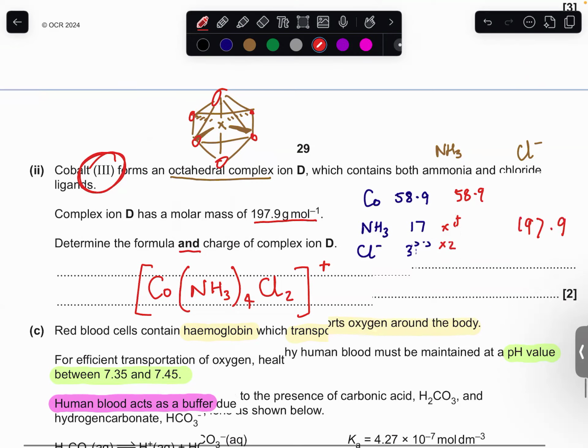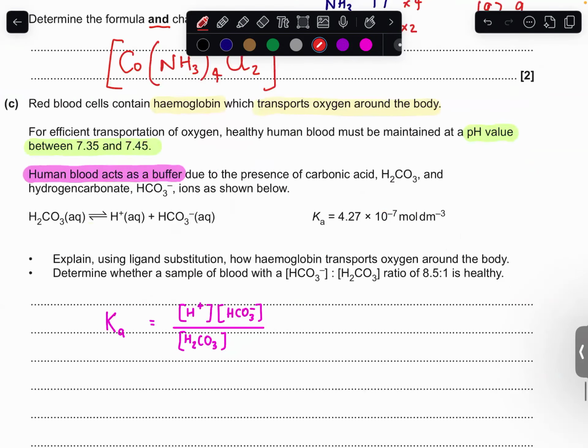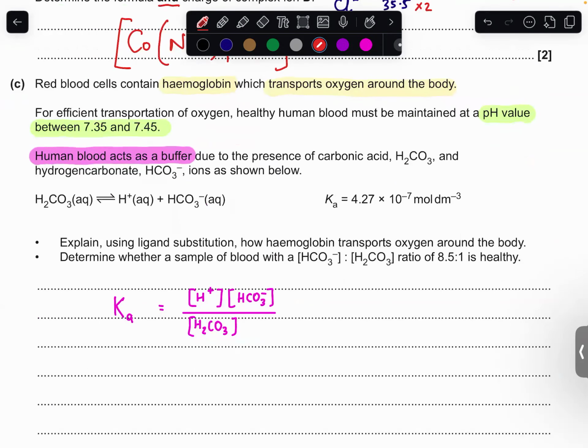Okay, this is the last question. It's about red blood cells. Now, red blood cells contain hemoglobin, which transports oxygen around the body. For efficient transportation of oxygen, healthy human blood must be maintained at a pH value, and they've given you this pH range. Human blood acts as a buffer. Now, buffer is a buzzword here. That's the key word that this question is based on. So we're looking at buffer solutions.